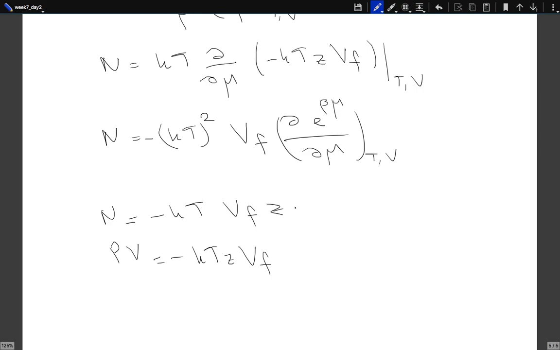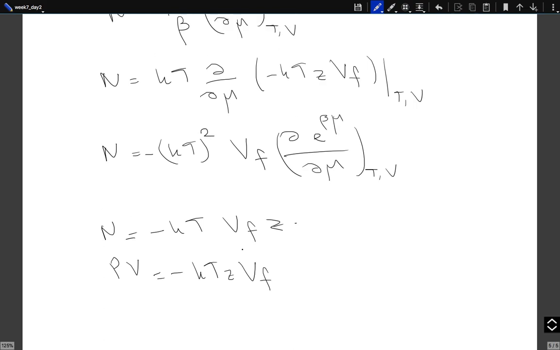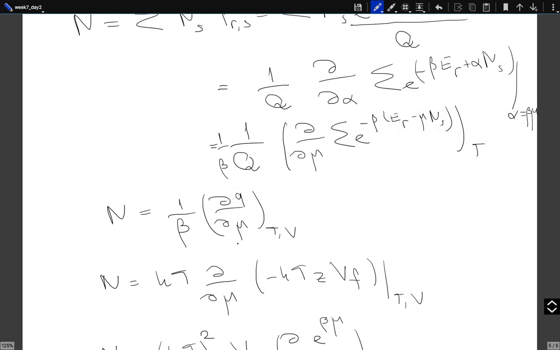So this tells me that, oh, sorry, I might have missed some factors. When I take the derivative with respect to mu, it brings a factor beta. It cancels one of these kTs over there. So let's go back and see if I missed some factors somewhere.